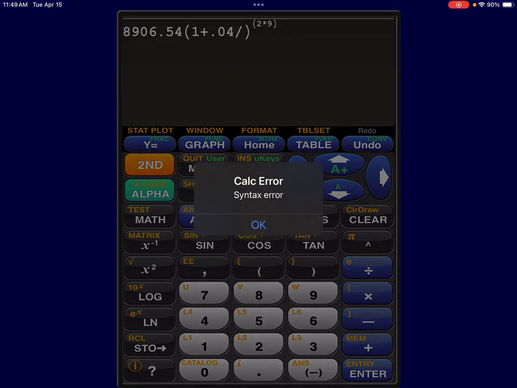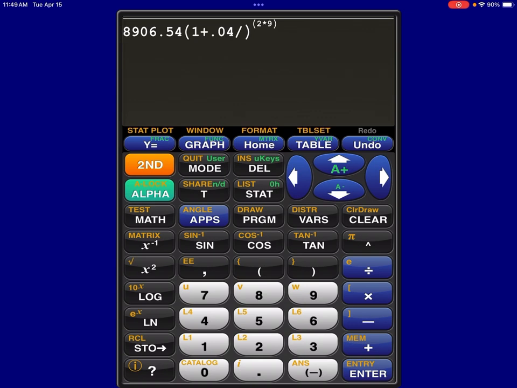Oh, what is not right? Let me clear this out. Let's try that again. 8906.54 times, maybe that's what I need to do, 1 plus 0.04 divided by 2 raised to the power 2 times 9. Oops, sorry, let's close that off. There we go. Let's hit enter.